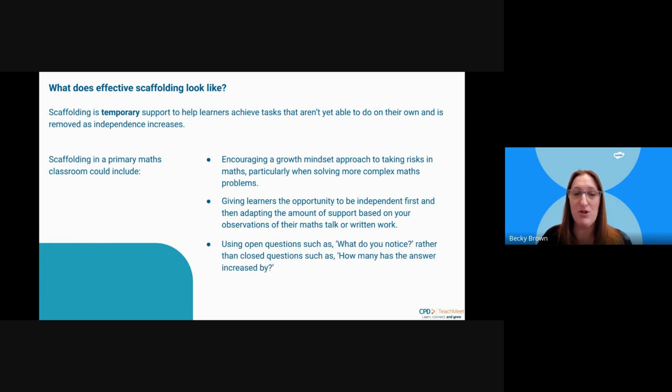And just briefly mention questions, but we'll talk a little bit more about how we can use questioning, open questions rather than closed questions. So instead of saying things like, how many is the answer increased by, being really specific, very, very open-ended questions like, what do you notice, can be really powerful in maths.